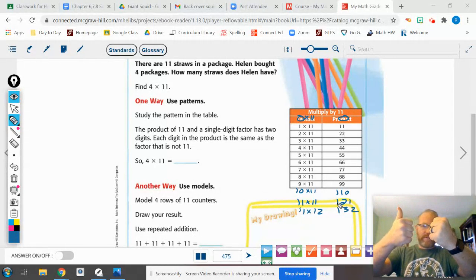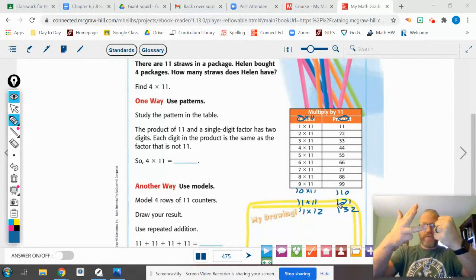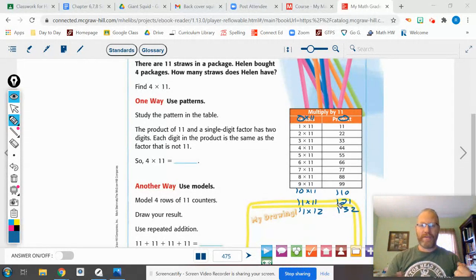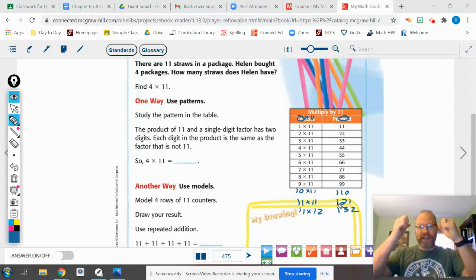0, 11, 22, 33, 44, 55, 66, 77, 88, 99, 110, 121, 132. So you have your list there. Make sure you're utilizing it. The hardest part is when you get above 99 because now you're having to count by 11s or see the list. So let's try it again.